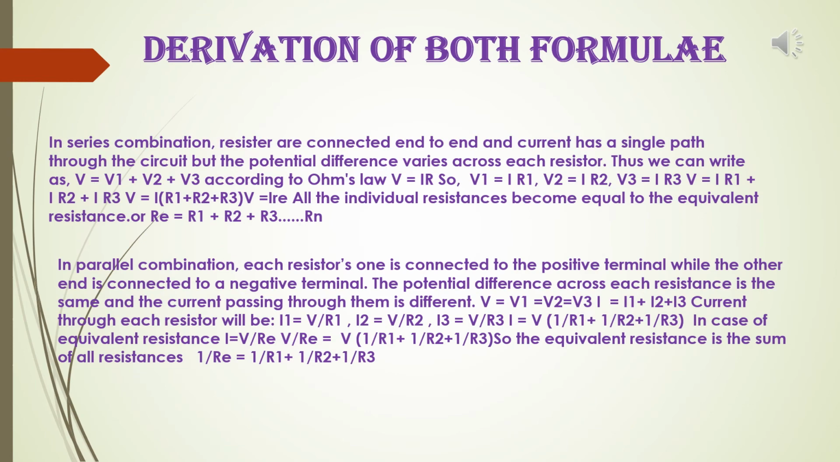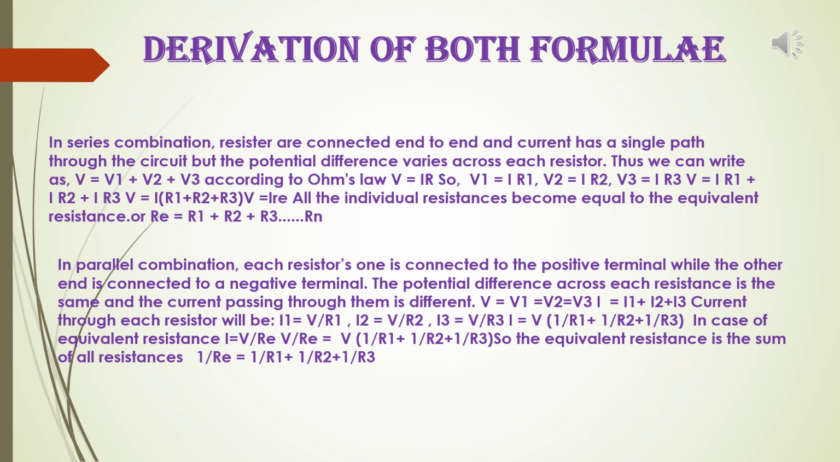Now, derivation of both the formulae. In series combination, resistors are connected end to end and current has a single path through the circuit, but the potential difference varies across each resistor. Thus, we can write V is equal to V1 plus V2 plus V3. According to Ohm's law, V is equal to I into R. So, V1 is equal to I into R1. V2 is equal to I into R2. V3 is equal to I into R3.